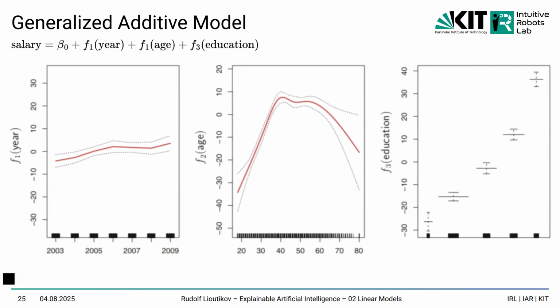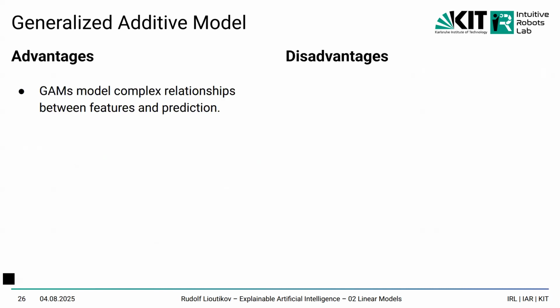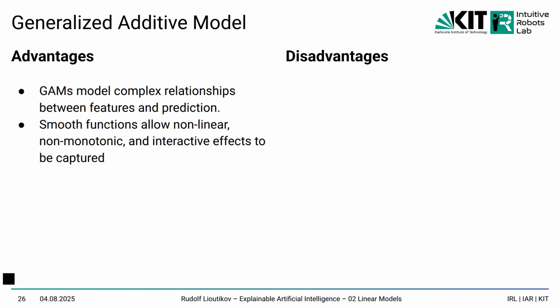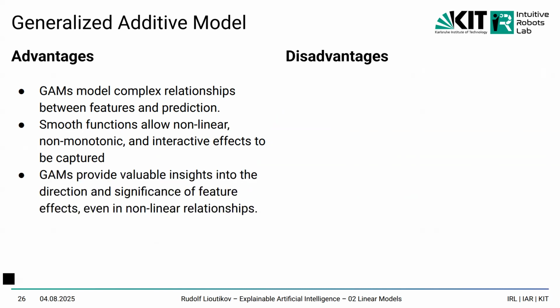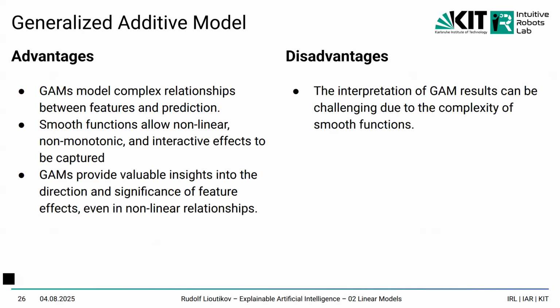So again, this is the difference between model and algorithm. So the advantages: GAMs are able to model complex relationships between features and predictions. The smoothing function allows for nonlinear, non-monotonic, and even discretized steps. And they provide valuable insights afterwards, allowing us to do this introspection with respect to the significance of the features to the overall prediction.